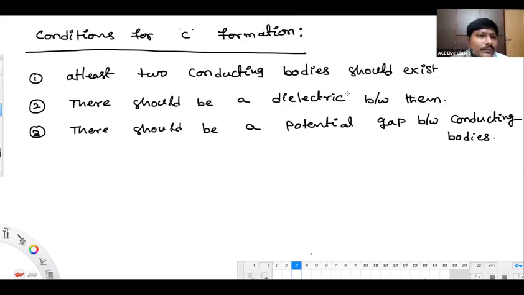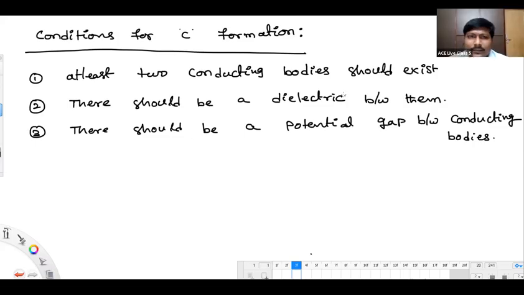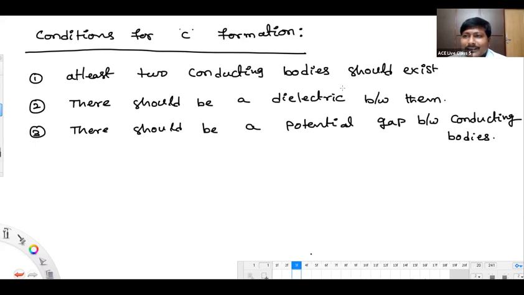Sir, how to reduce the skin effect in the ACSR conductor? No, already we have reduced the skin effect from solid to ACSR. Beyond the ACSR, reducing skin effect may not be possible.